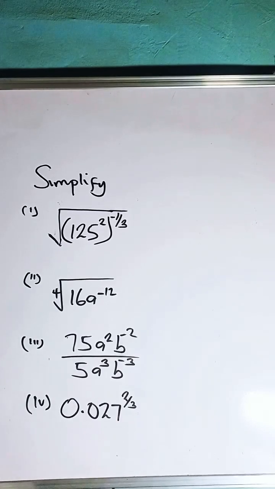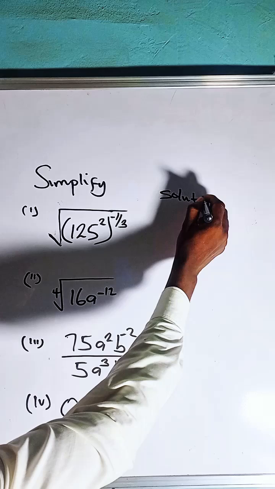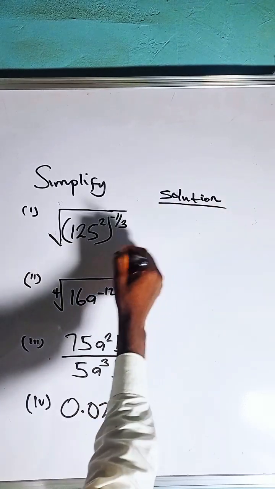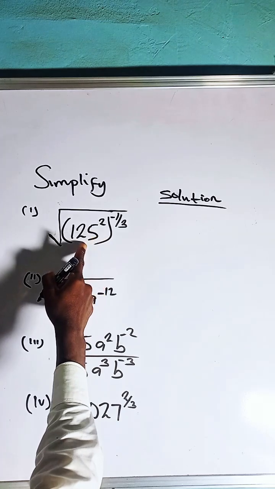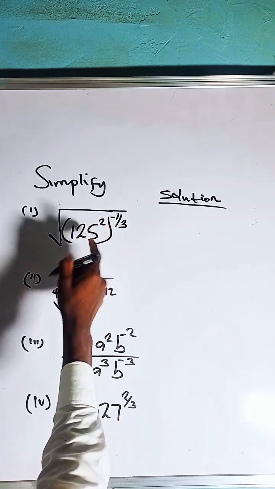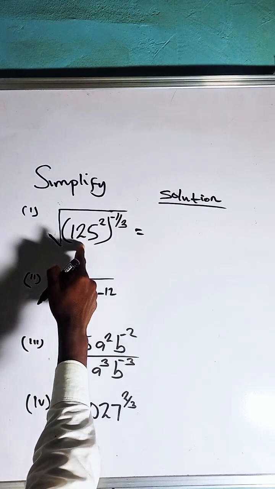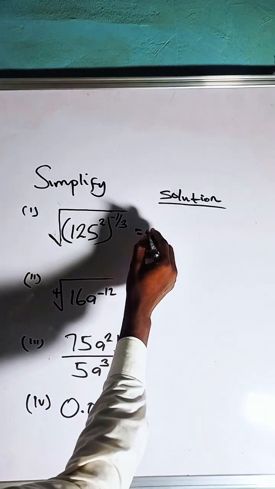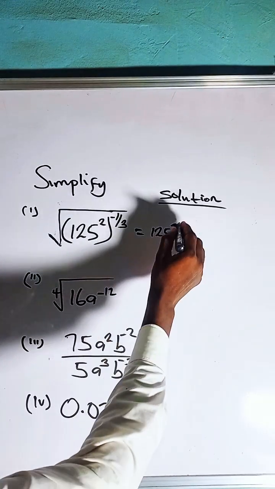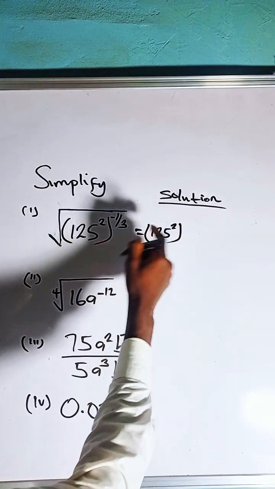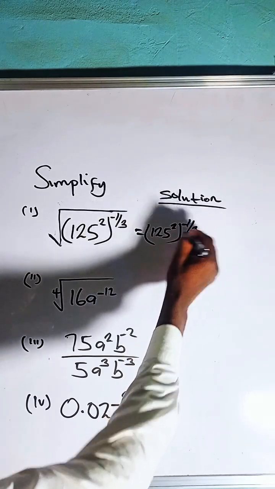The question says simplify this expression. Okay, so how do we do this? So we have the square root of 125 squared, within the parentheses, raised to the power minus 1 over 3. Let us try to work with this. So here we have this as 125 squared. We have a negative rational exponent, so we have this as minus 1 over 3.